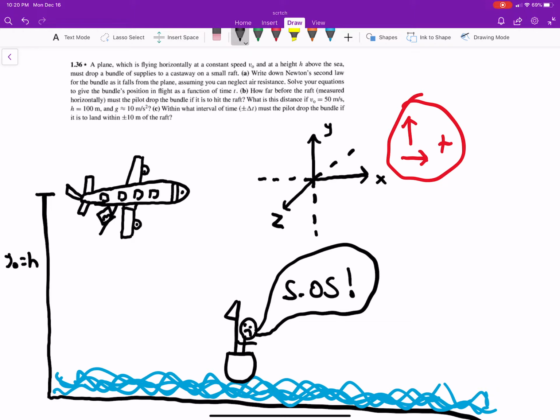It says a plane that's flying horizontally at a constant speed, v naught, so just writing that down, at a height h above the sea, must drop a bundle of supplies, which is that stuff, the crate M, onto a small raft, which is where the guy's at. It says write down Newton's second law for the bundle as it falls from the plane. Assume you can neglect air resistance.